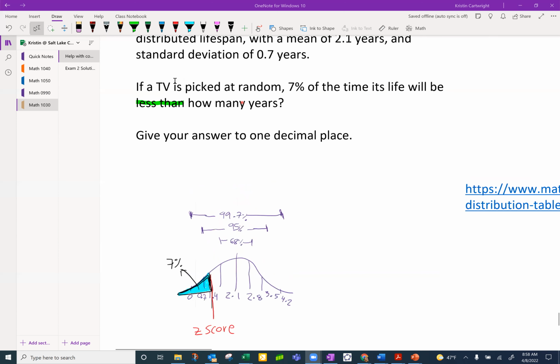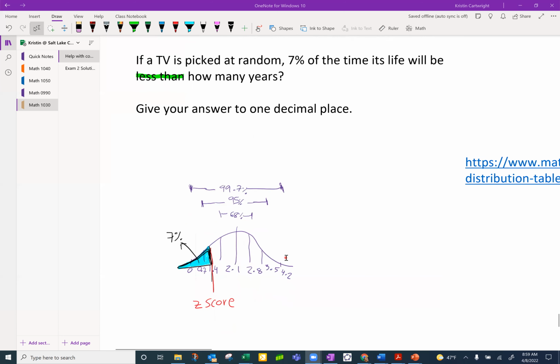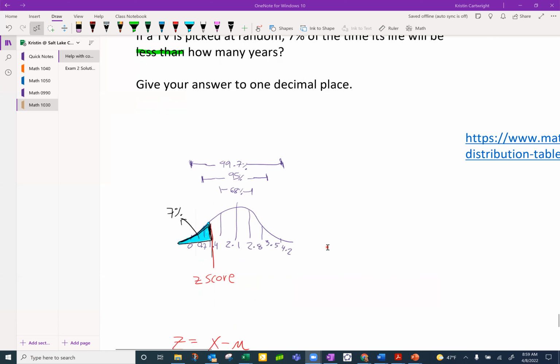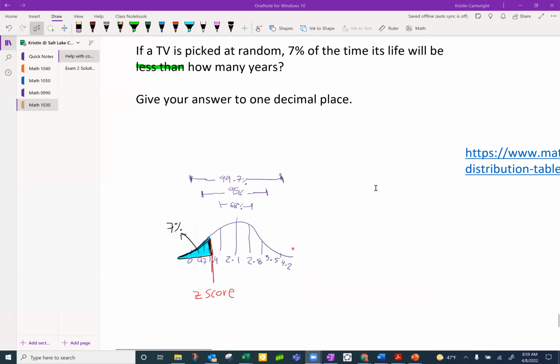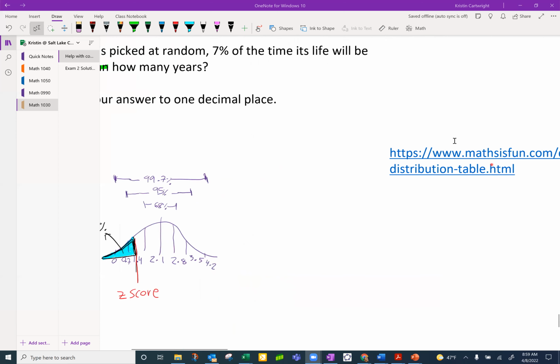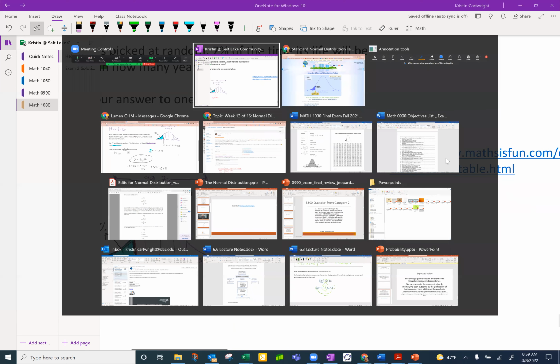Now, to answer the question, it's saying if one's picked at random, 7% of the time its life will be less than how many years. That "less than" term is a key term to look at there. It means we're trying to find some point on the curve where the percentage of area below that point is 7%. The empirical rule is not going to be helpful for this problem. We need to dive deeper into the normal curve, and we can do that either through a table of numbers or through this interactive website I have here. So let me pull up the interactive website because I like how this one works.